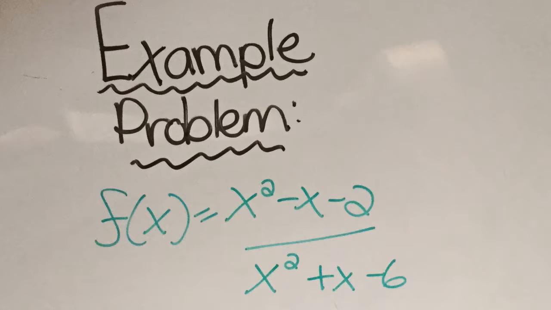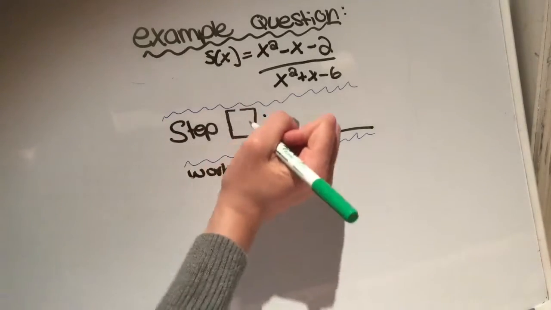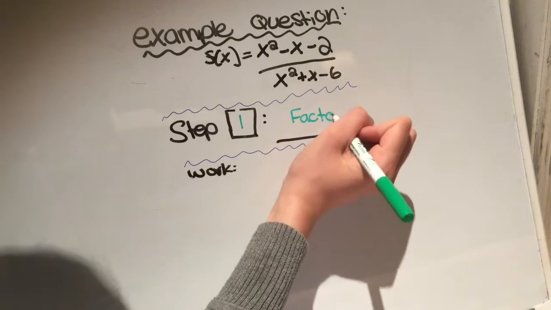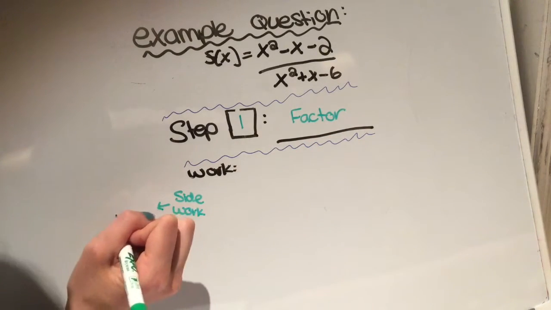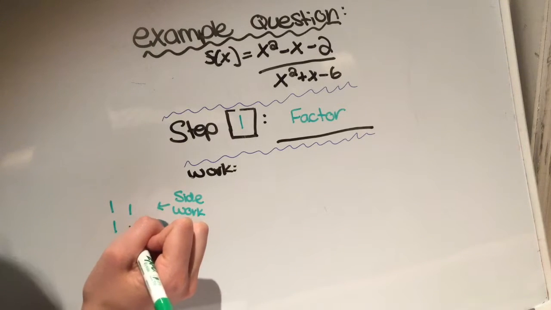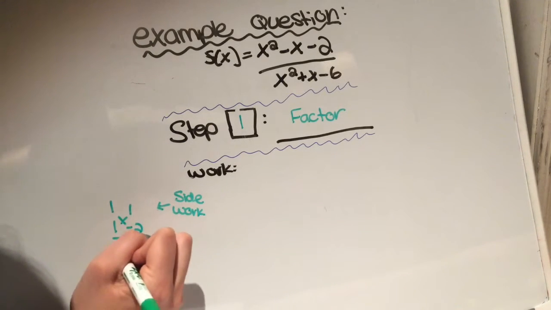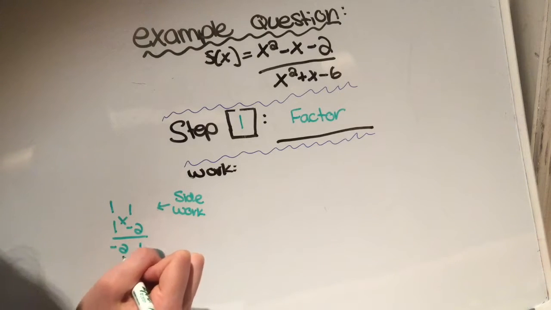The example problem we'll be working with is f of x equals x squared subtract x subtract 2 over x squared plus x subtract 6. Okay, now let's apply these steps to the example problem. For the first step, we will factor both the numerator and the denominator. Factor the polynomials by using the crisscross method. This method was taught in grade 10, so we'll quickly go over this. The majority of this is using guess and check.